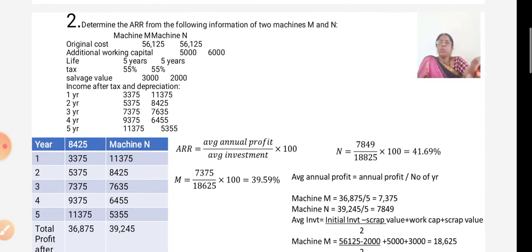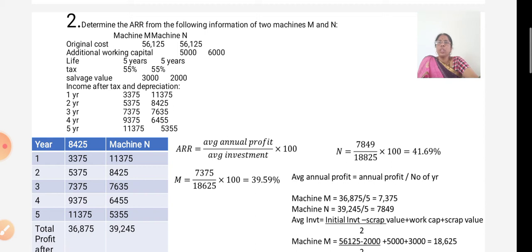Next we will work out another problem on ARR. Determine the ARR from the following information of two machines, M and N. Original cost for machine M is 56,125, for machine N is 56,125. Additional working capital 5,000 and 6,000. Life of the machine 5 years and 5 years. Tax 55% for both machines. Salvage value 3,000 and 2,000.